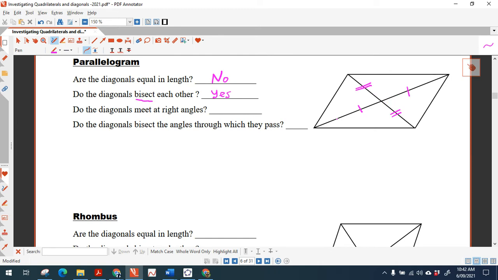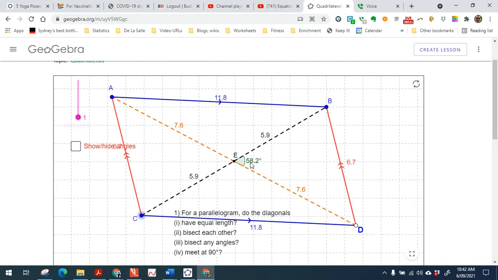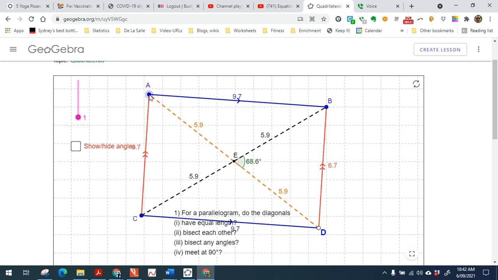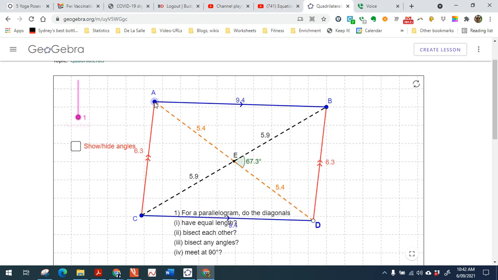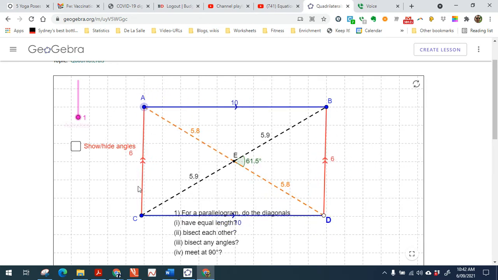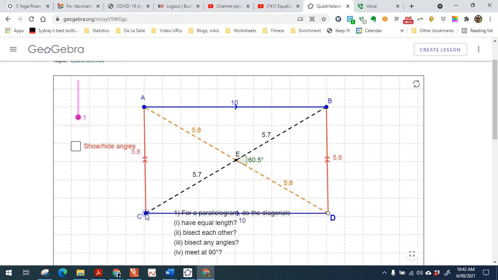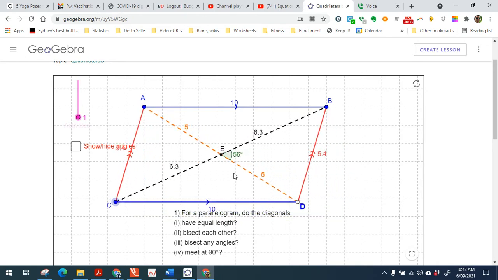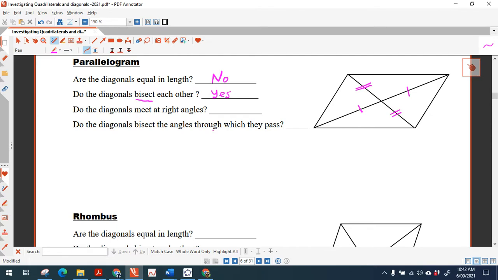Now, do the diagonals meet at 90 degrees, at right angles? Well, let's have a look. No, they don't. 58.2. Sometimes you can make it so that they do. So I could turn this into a rectangle, sorry, a square if you wanted, and you might get 90, but not necessarily. So the answer is no to that question. The diagonals do not meet at 90 degrees. So I'll put a no there. And you might just want to put some sort of an angle arc there, possibly, but the answer is no.